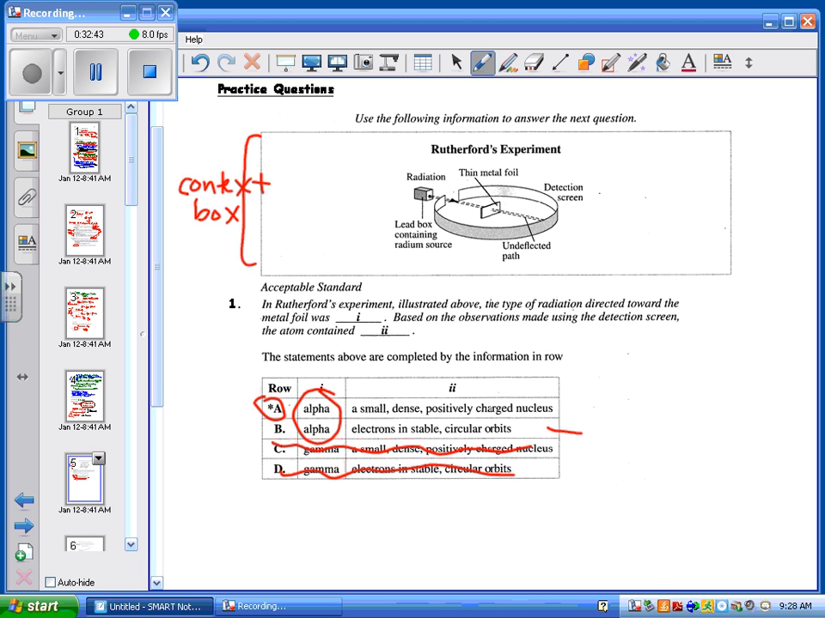Thompson. Okay. Bohr. This is about Rutherford. Yeah, Bohr did that one. Okay. So that's just an example of how, if you know other things about the physics that are happening in a question, you can kind of eliminate some of your answers. So that's an acceptable standard.